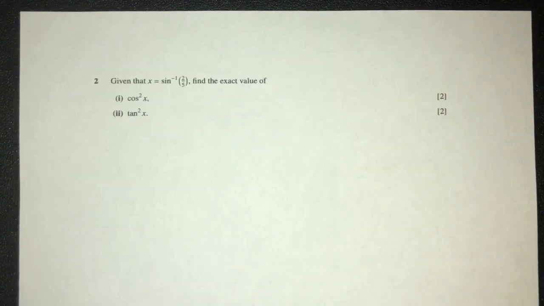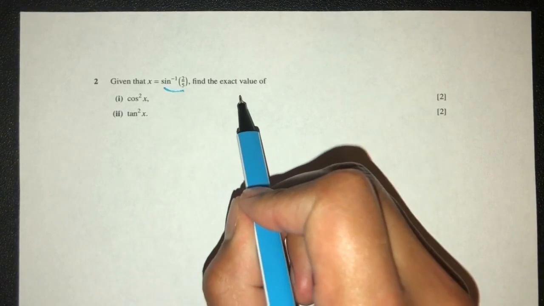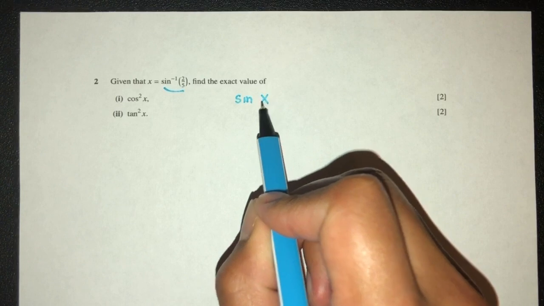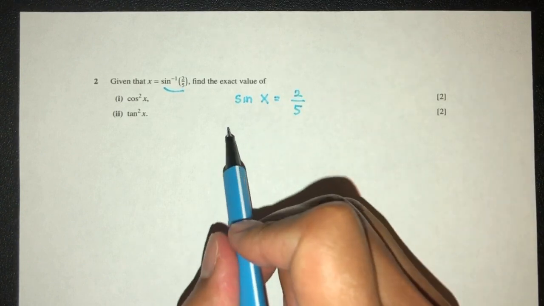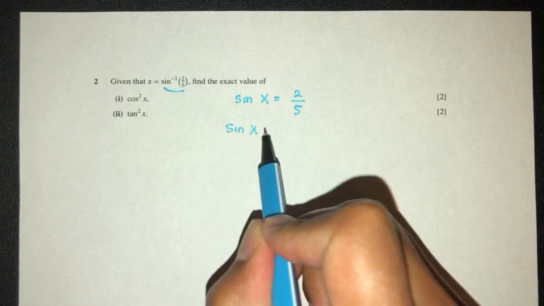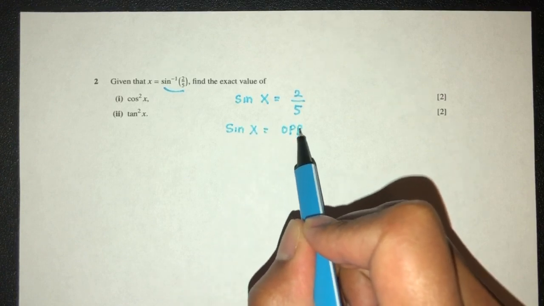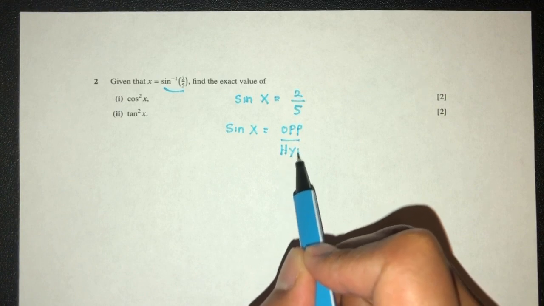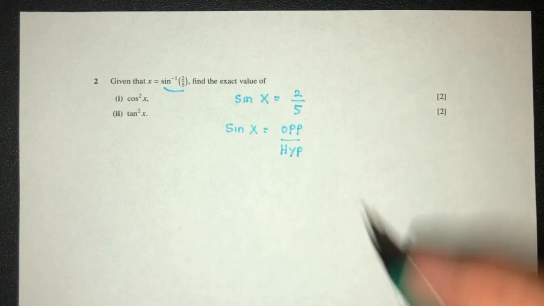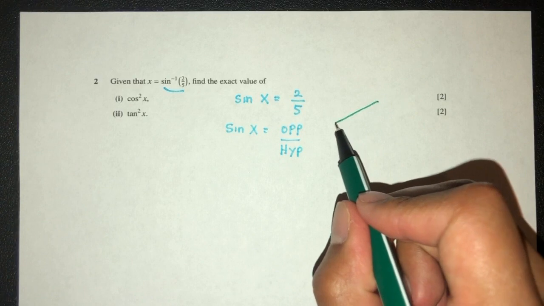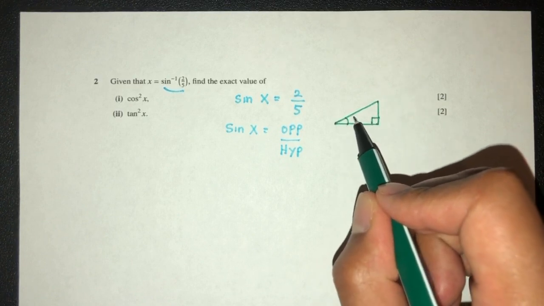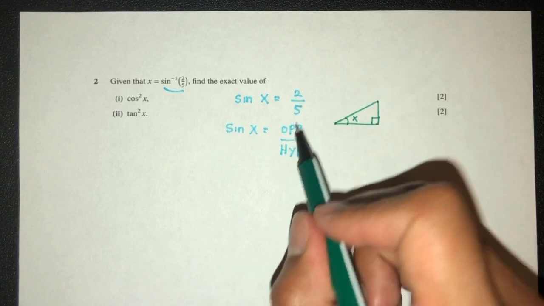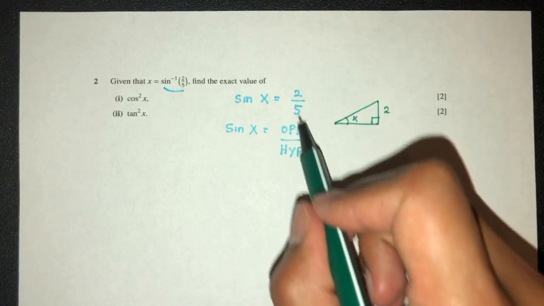Now let's move on to the next question. Here we have, given that x is equal to this, which means sine x is equal to 2 over 5. Now we know by definition, sine of an angle is what? It is the opposite side over the hypotenuse, right? Now if you were to draw a right angle triangle, for example, this is 90 here, this is the angle x. So opposite side will be 2, hypotenuse will be 5.